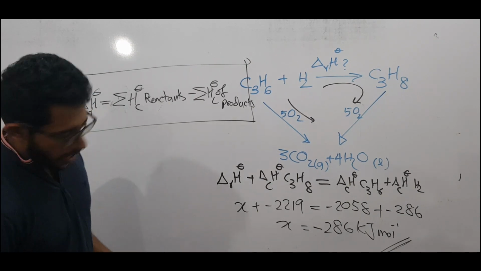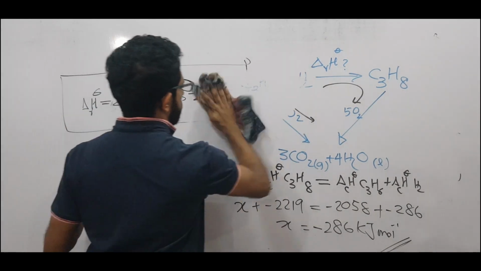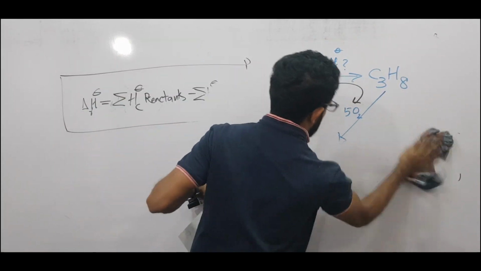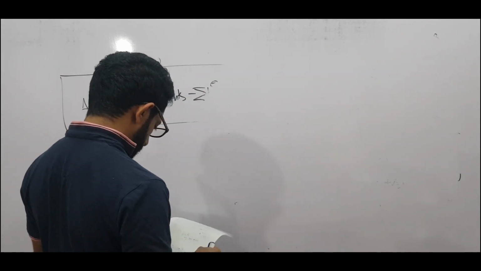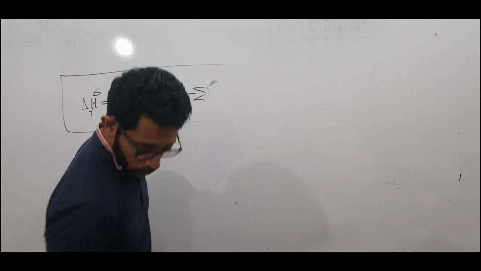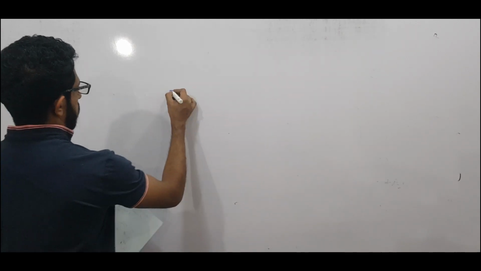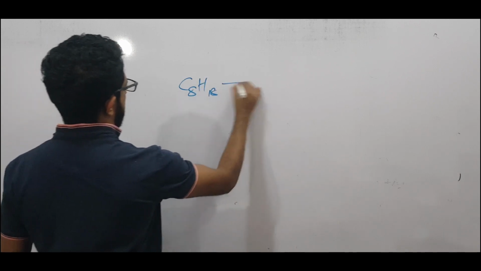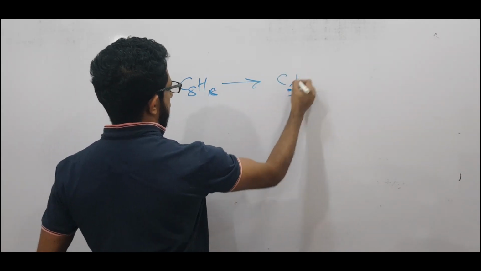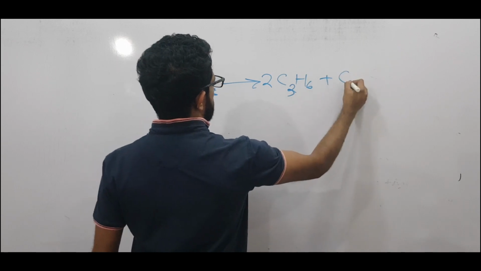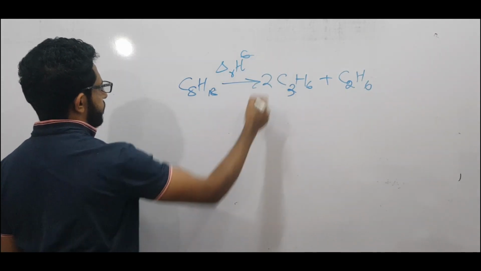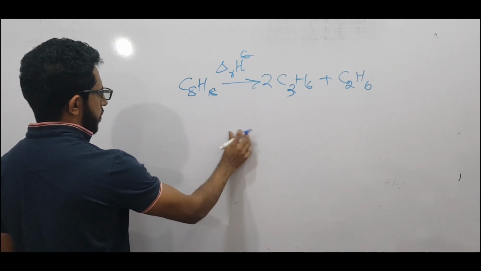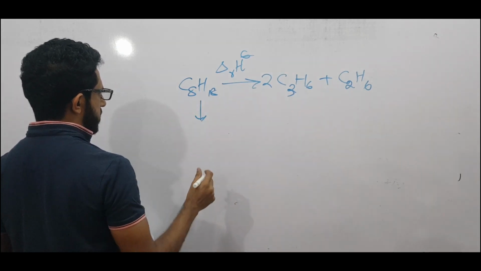We'll do another example now. Right. So something similar. We are going to do it again. So there's the entire thing here. So C8H18, this is a cracking reaction to produce C3H6 2 times plus C2H6. Right. So this is the cracking reaction. The values are given, right? So I just give the value like this.